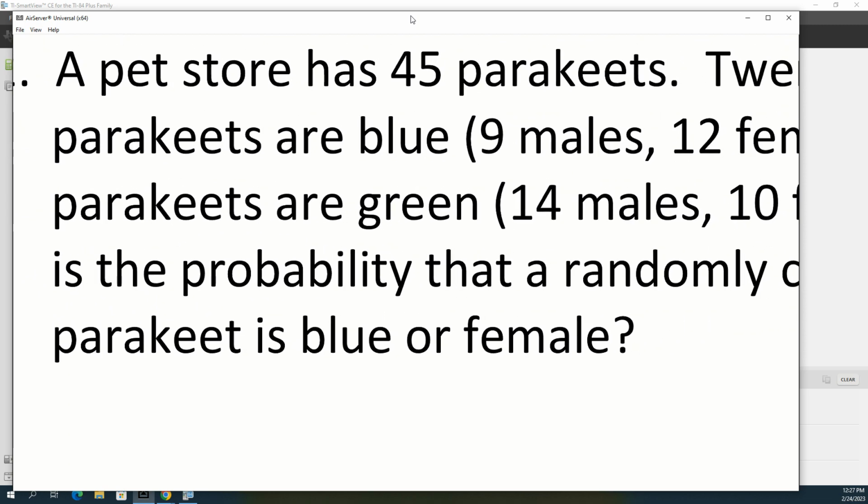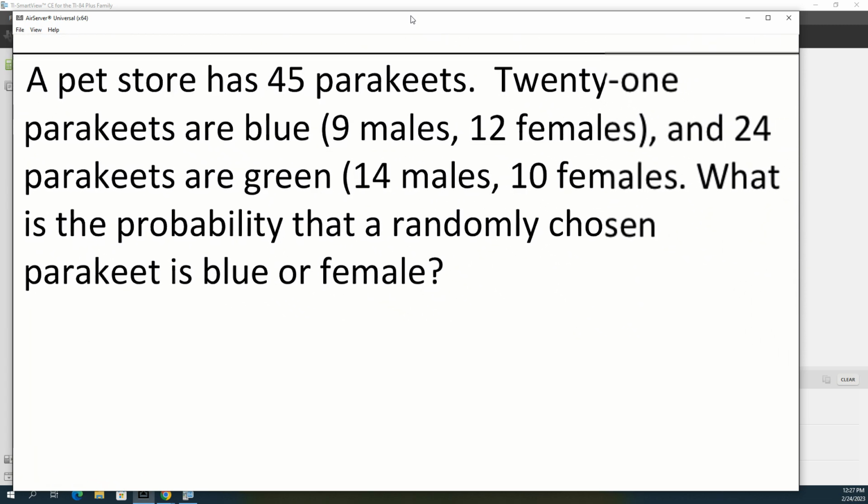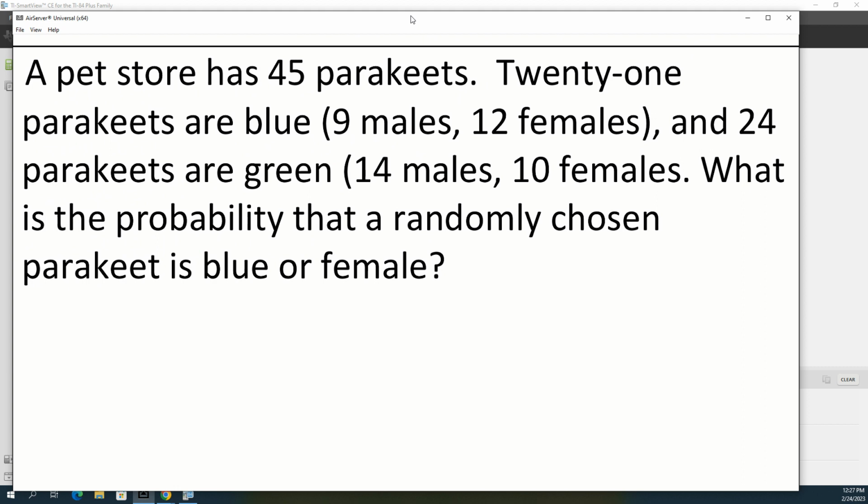This is that same pet store from the review, but the question is asking for something different. So a pet store has 45 parakeets, 21 are blue, 9 are male, and 12 female of the blue. 24 are green. Of those 24, 14 are males and 10 are females. And we want to know the probability that a randomly chosen parakeet is blue or female. So you guys type in your calculator what you think you would do, and then we'll talk about what you would do.